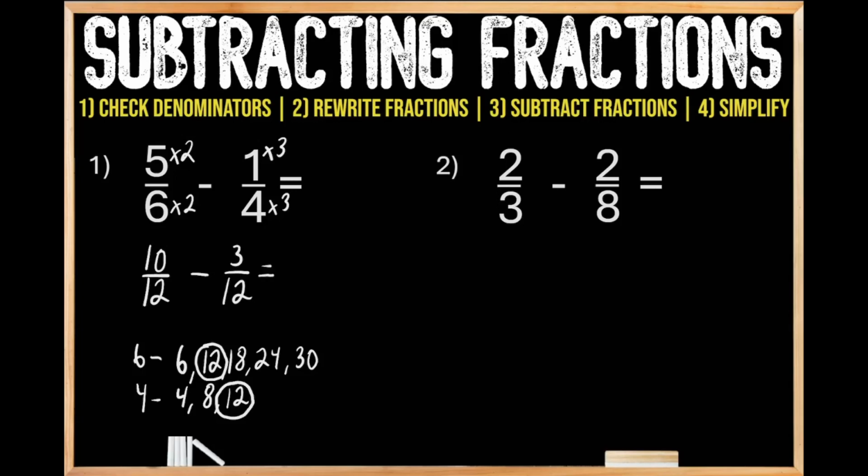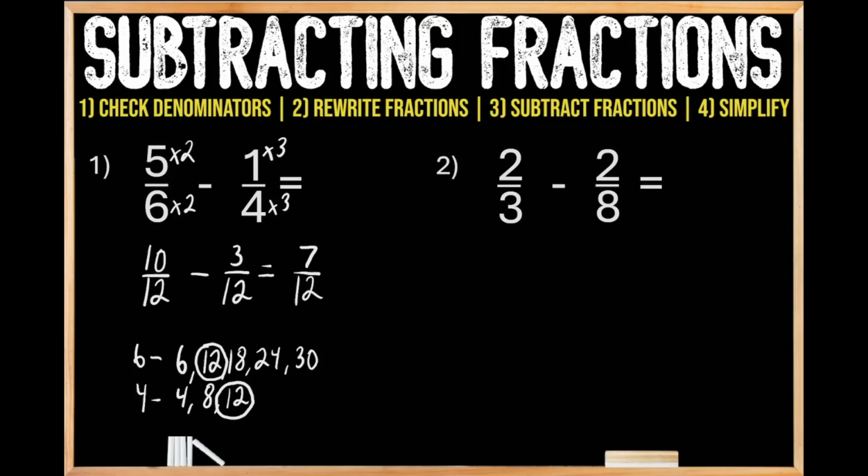So now that we've rewritten these fractions with our common denominator, we're ready to jump into step number 3, where we're going to subtract the fractions. And when we're subtracting fractions, the value of our denominator is not going to change in our answer. It's still going to be in 12ths, but we are going to be subtracting our numerators. So we're going to be subtracting 3 from 10, which we know gives us 7 for the fraction of 7/12.